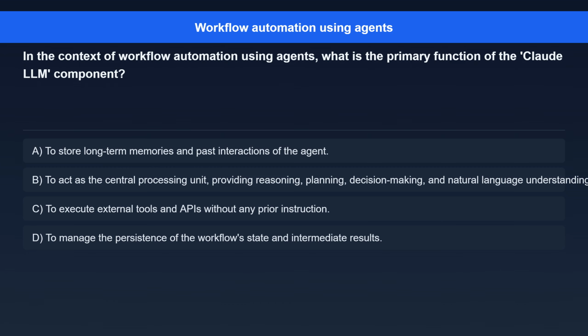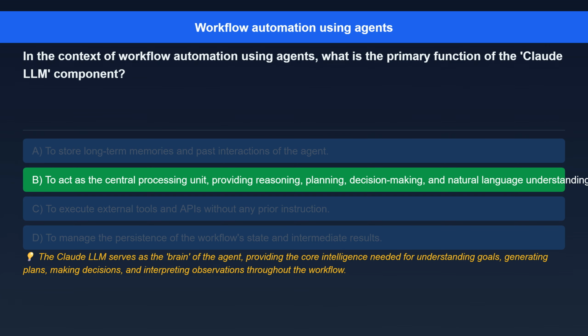Question 8. In the context of workflow automation using agents, what is the primary function of the Claude LLM component? Option A. To store long-term memories and past interactions of the agent. Option B. To act as the central processing unit, providing reasoning, planning, decision-making, and natural language understanding for the agent. Option C. To execute external tools and APIs without any prior instruction. Option D. To manage the persistence of the workflow's state and intermediate results.